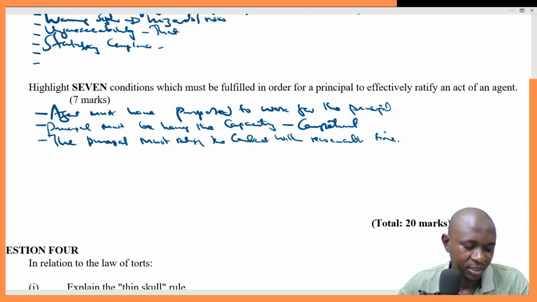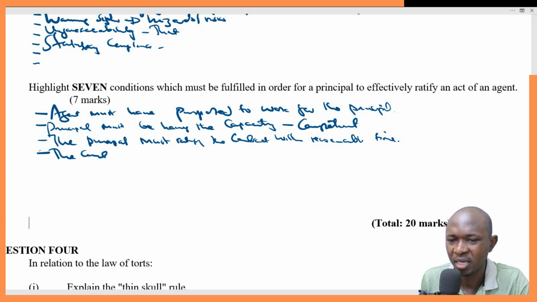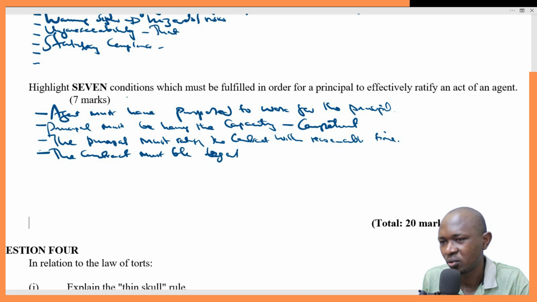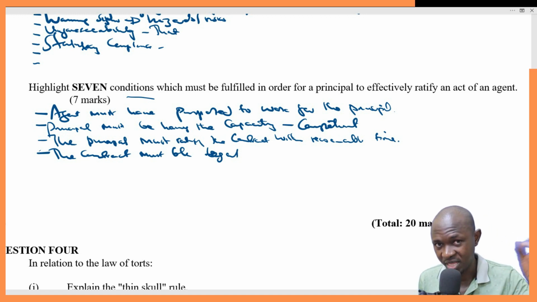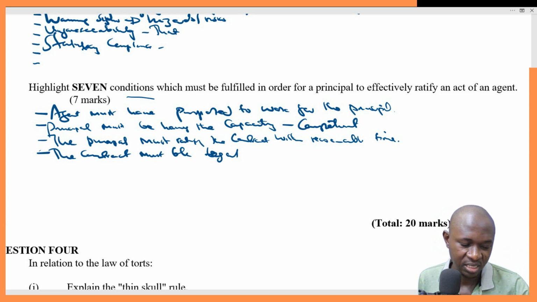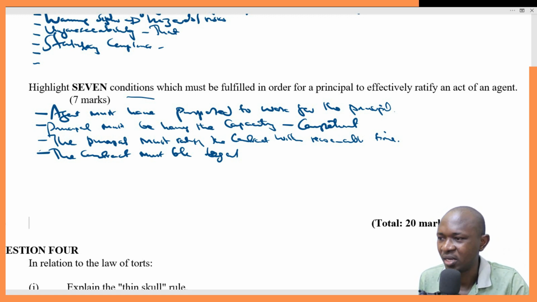Then the transaction entered into by the agent must be capable of ratification. So the contract must be legal. These are the conditions which must be fulfilled in order for a principal to effectively ratify the act of an agent. The contract that has been entered into by the agent must be legal. If it's illegal, then it cannot be ratified by the principal, and it must also not be void.